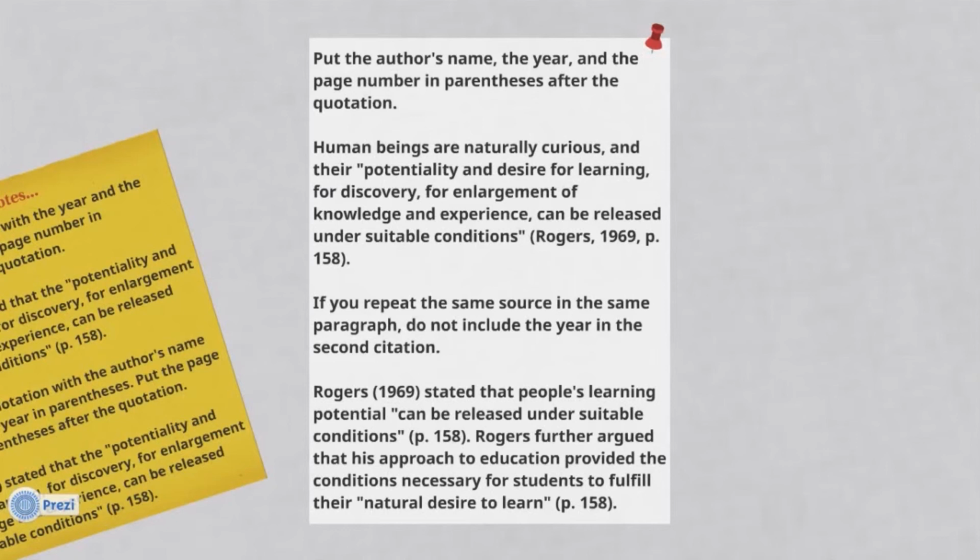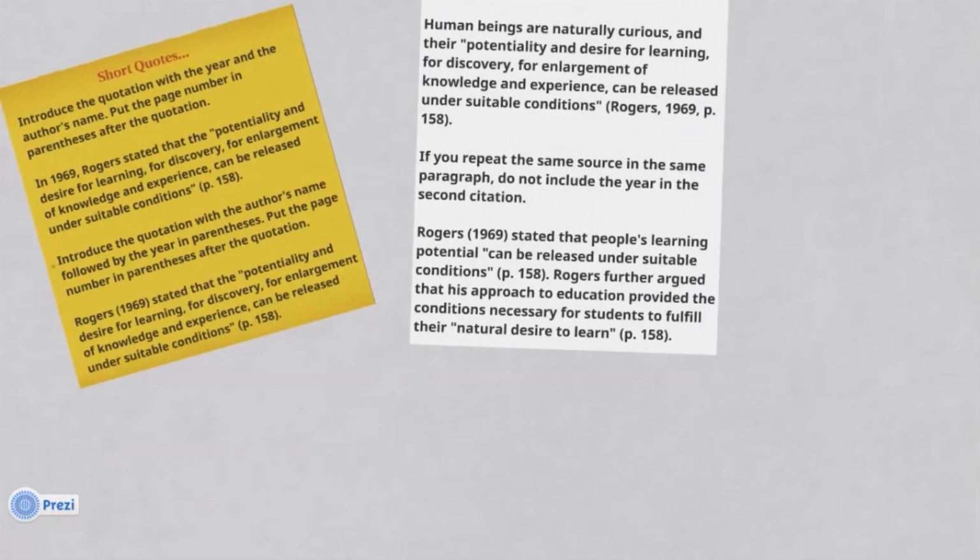If you repeat the same source in the same paragraph, you do not need to include the year in the second citation. Rogers, 1969, stated that people's learning potential can be released under suitable conditions. Page 158. Rogers further argues that his approach to education provided the conditions necessary for students to fulfill their natural desire to learn. Also, page 158.